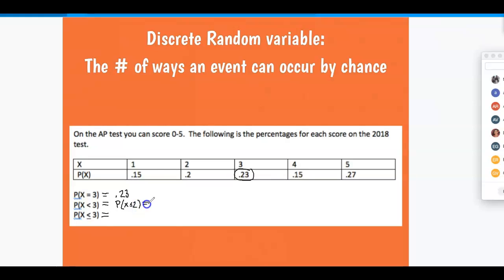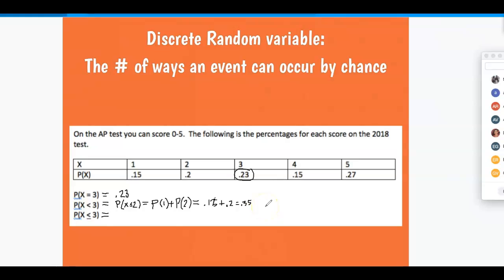Same thing. So we're going to say probability X equals 1. And sometimes I write X equals, or I'll just write the number. Probability X equals 1 plus probability X equals 2. So just another way to write it. So 1 is 0.15. 2 is 0.2. That's 0.35. 35% of students scored below 3.